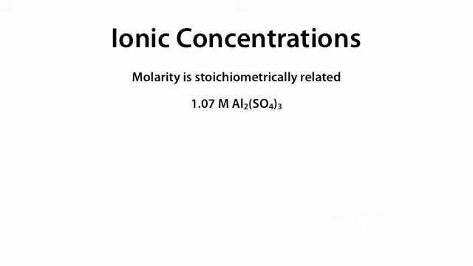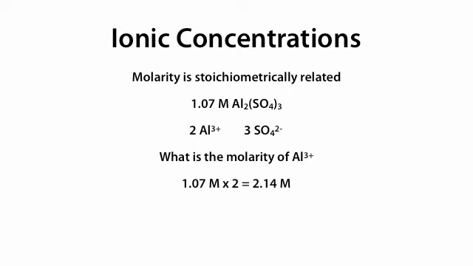If we had 1.07 molar Al2(SO4)3, we know that Al2(SO4)3 is made from 2 Al3+ ions and 3 SO4 2- ions. If we were asked what is the molarity of Al3+, since there are 2 moles of aluminum ions per mole of Al2(SO4)3, we know that the molarity of aluminum ions is double the molarity of Al2(SO4)3. 1.07 times 2 is equal to 2.14 molar.